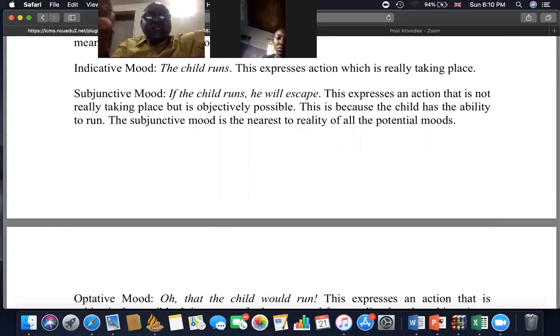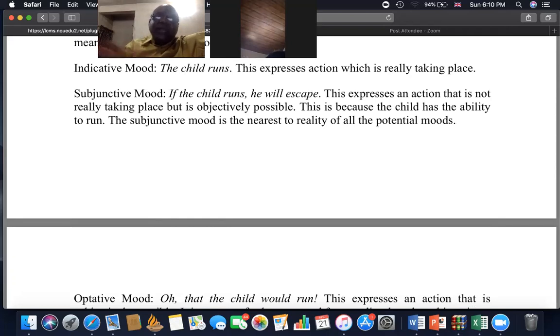But the subjunctive mood expresses an action that is not taking place, but it is objectively possible. So the sentence, the child runs, when it comes to the subjunctive will become, if the child runs. In other words, the child is not really running now, but it is possible that the child will run. So that's why we said it is objectively possible.